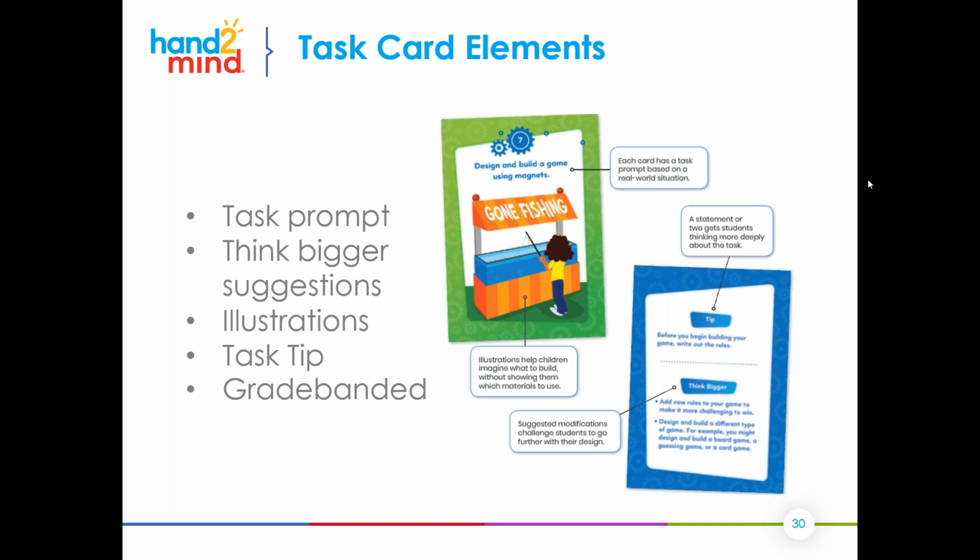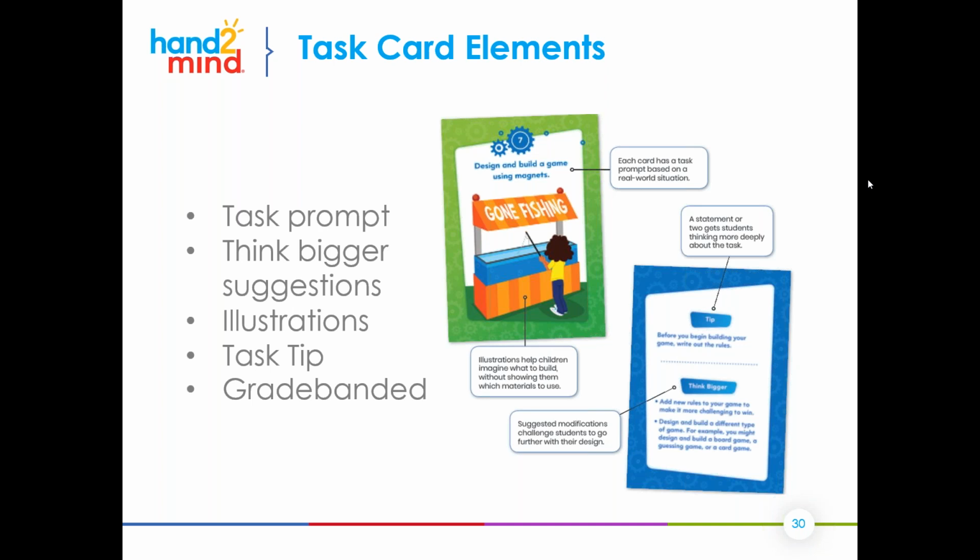So if they flip it over and go to the back, then it also gives them a tip and a think bigger. So their tip is, before you begin building your game, write out the rules. Probably easier to start with writing out the rules, then you can form the game around the rules. That makes sense. I don't know that I would have necessarily thought of that. And then the think bigger is really pushing the envelope. Honestly, I see the think bigger as a way that you could even challenge those that are maybe at a higher level and have them take it a little bit further, but it wouldn't necessarily be something everybody would have to try to tackle.